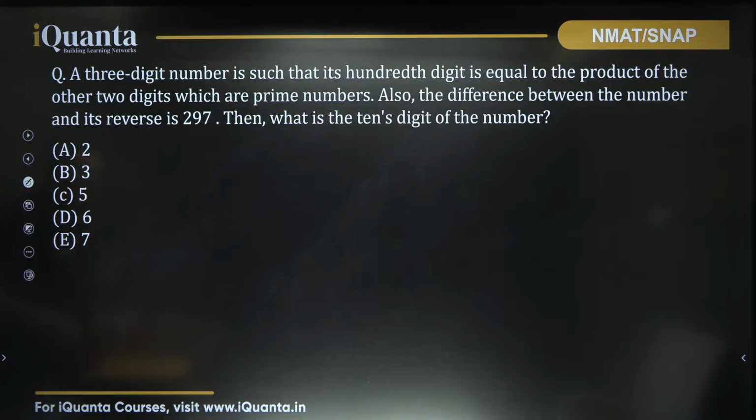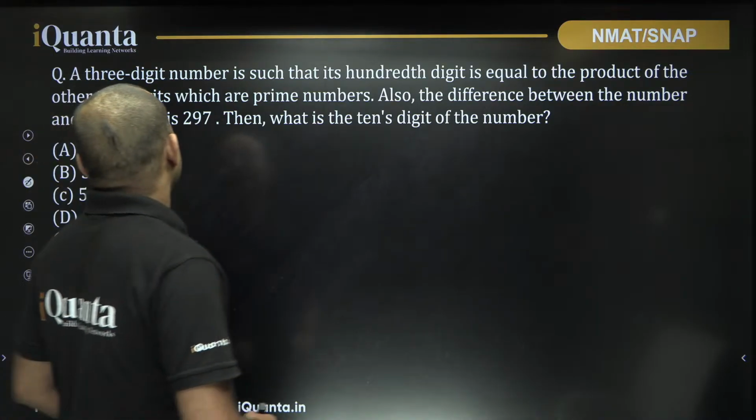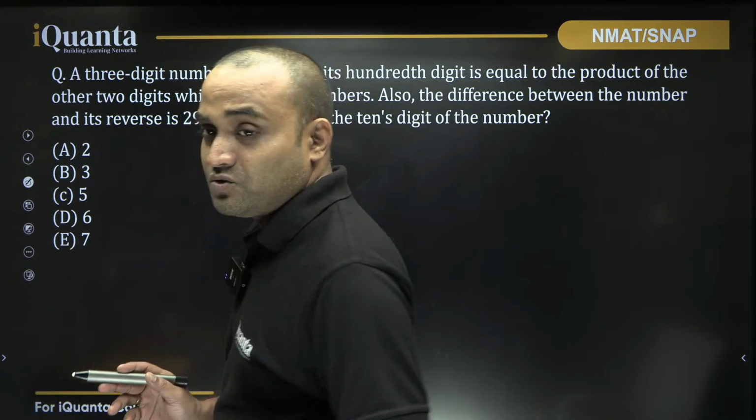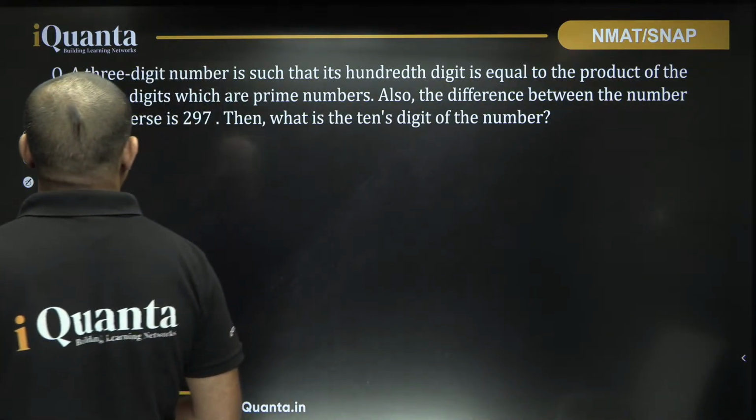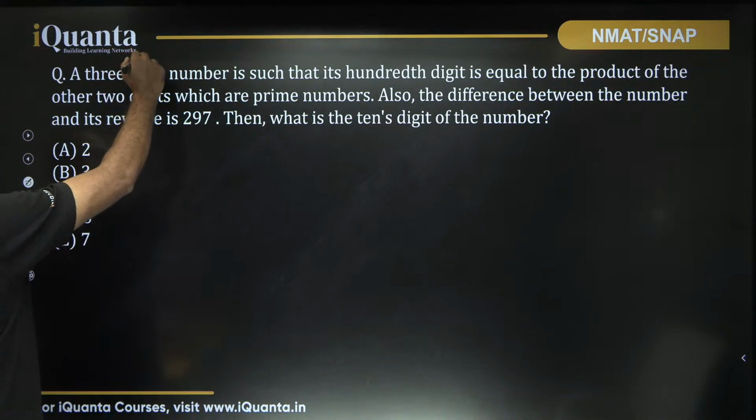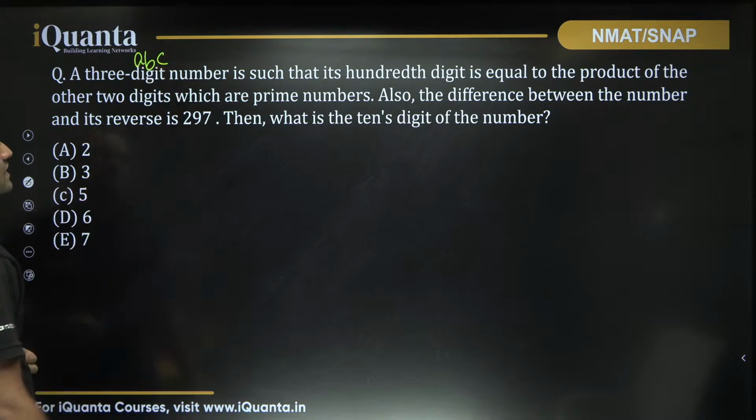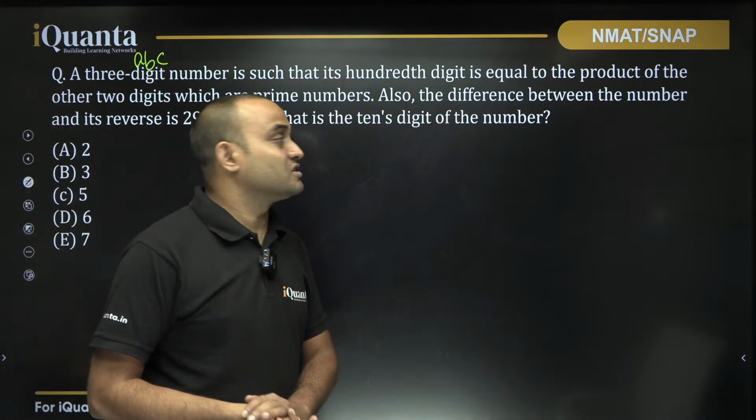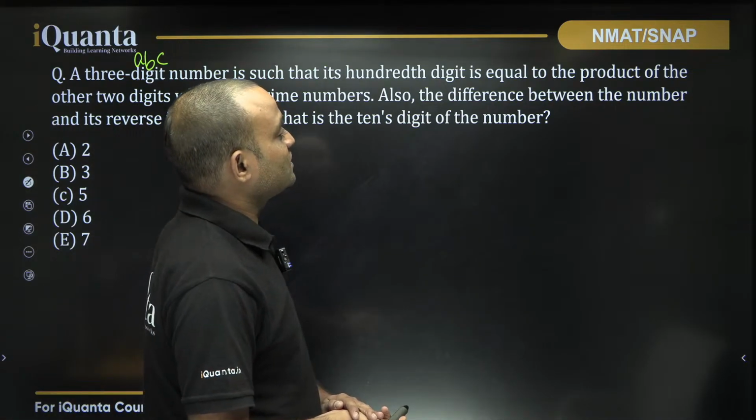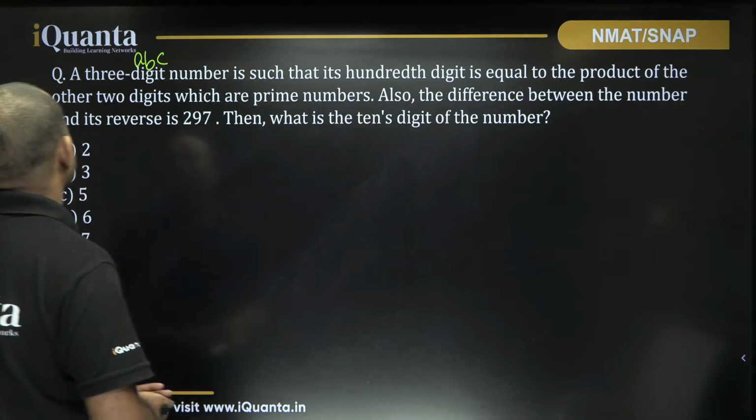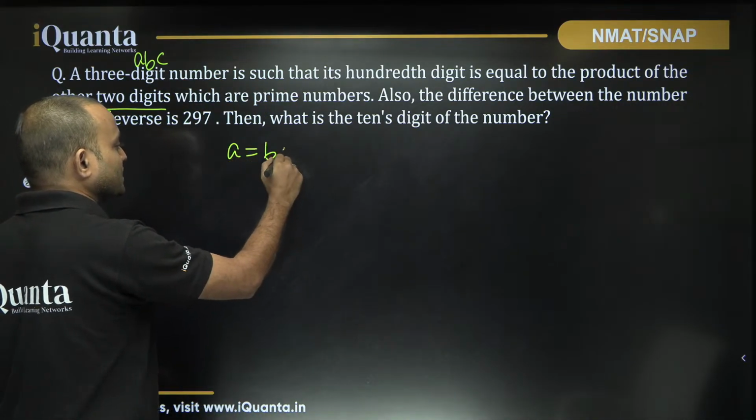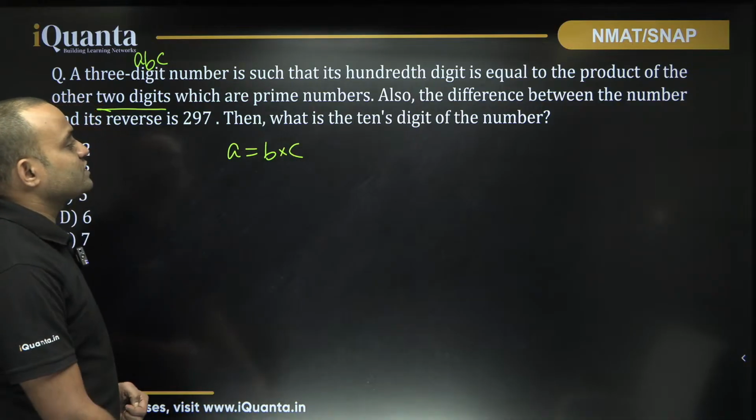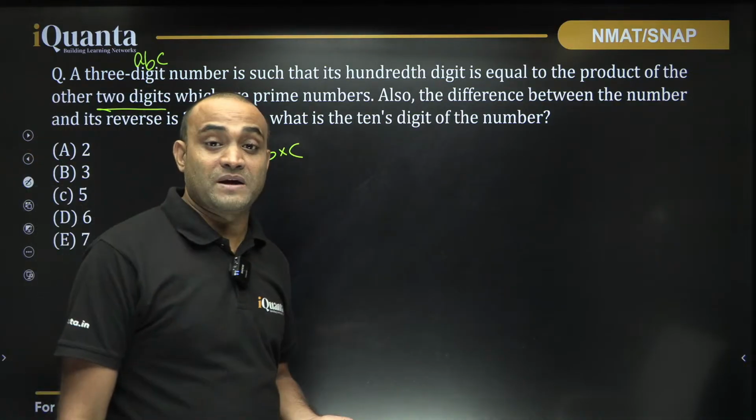क्या है आंसर? चलो देखते हैं. A 3-digit number, whenever you see this, a 2-digit number, a 3-digit number, take it as AB or ABC. So a 3-digit number ABC is such that its 100th digit is equal to the product of other 2 digits. Means A is equal to B into C, which are prime numbers. B and C are prime numbers.